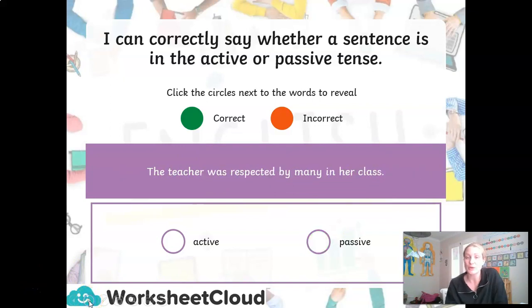The teacher was respected by many in her class. Passive again, and we've got that "by" there. We can spot it. The tsunami knocked many trees and buildings over. This time we're in an active sentence. All of her pies had been eaten by that naughty boy. Now we're in passive again. Okay, so remember we put the emphasis on the pies and who did the eating? Well, we've made that at the end of our sentence there.